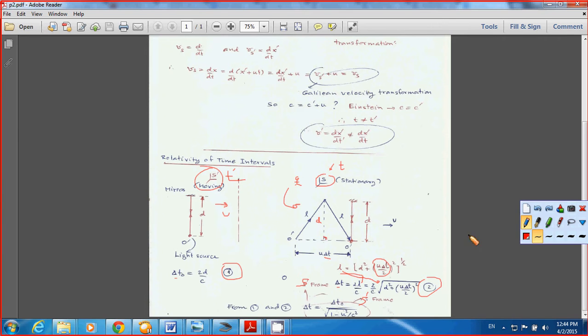Let's just take a look at this example. If this one doesn't move at all, then u becomes 0. And definitely what you see when you're sitting outside here in the S frame, you're going to see the light path just like in the S prime frame. So of course your delta t is going to be equal to delta t0.